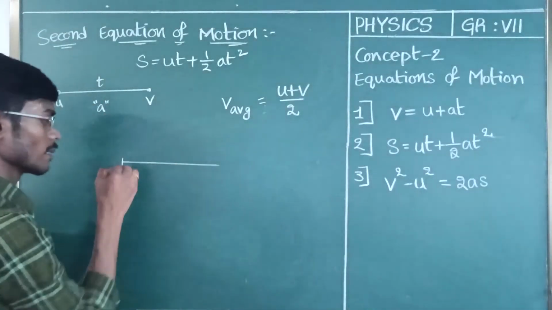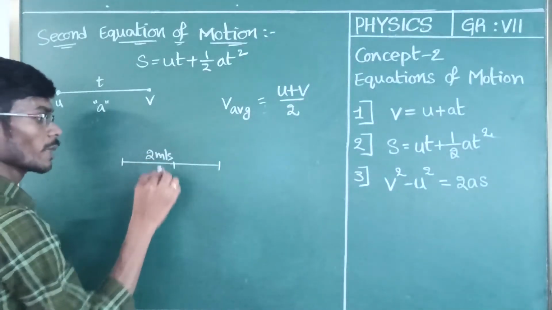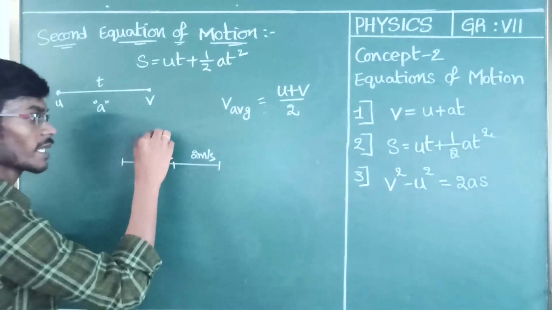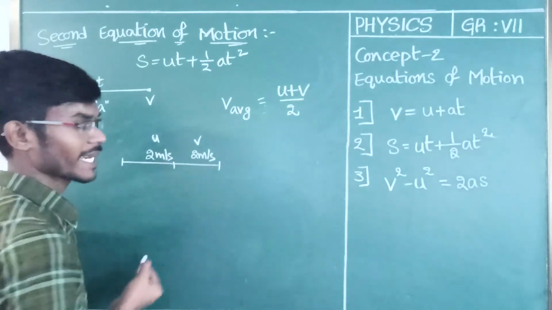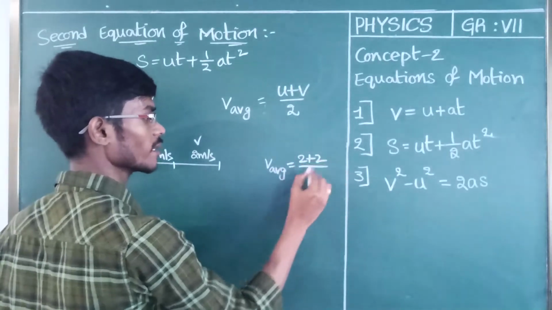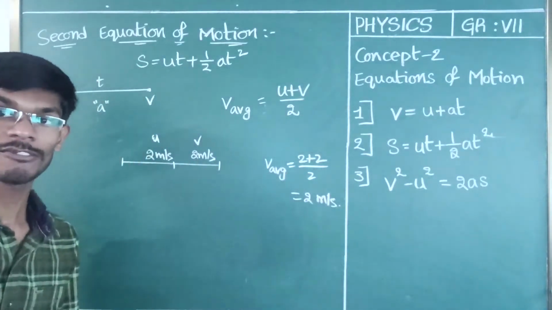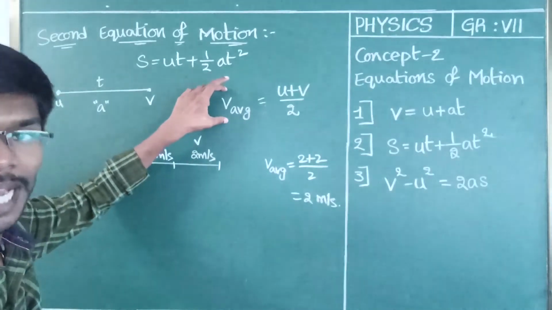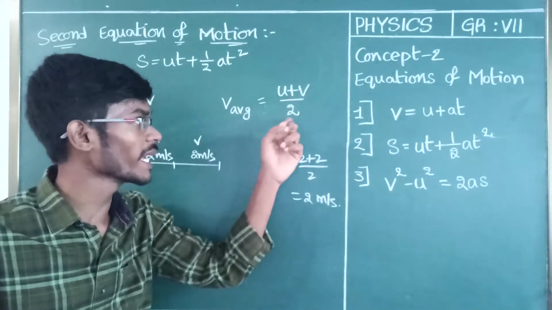Observe here, in this particular interval 2 meter per second is the initial velocity, and here, this is the final velocity. Then what is the average? 2 meter per second and 2 meter per second. V average can be written as 2 plus 2 by 2. That is 2 meter per second, the average velocity of the object. In the same way, if an object is moving with uniform acceleration, then the average velocity can be represented as u plus v by 2.